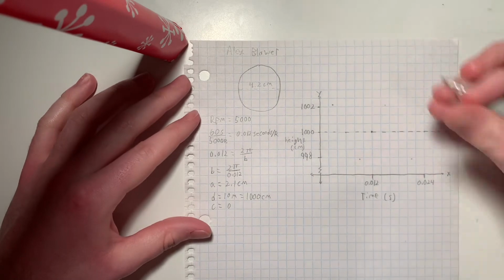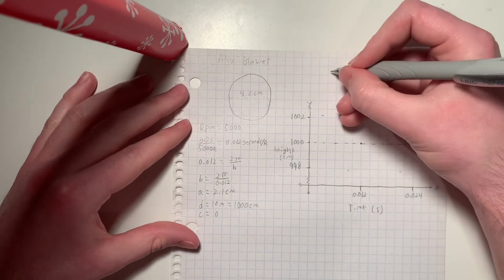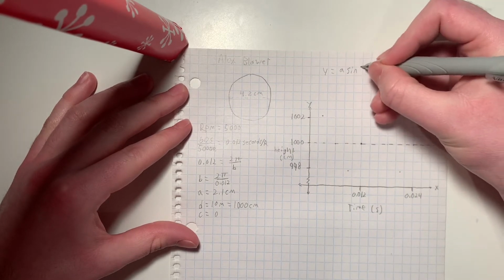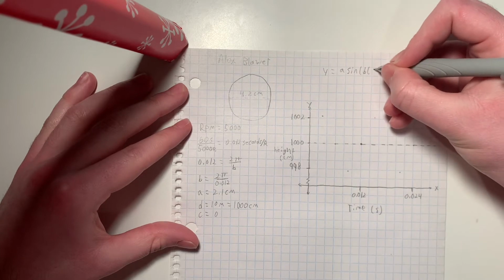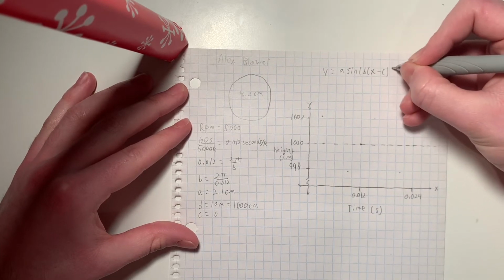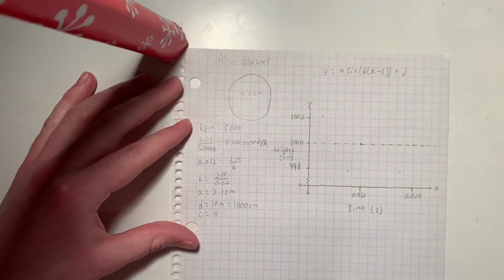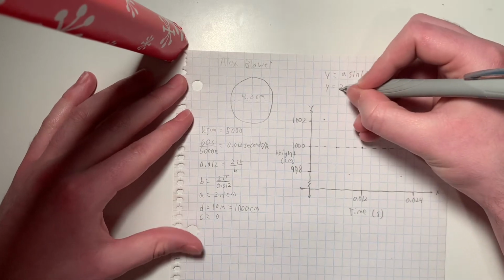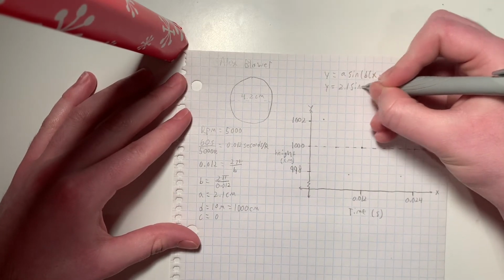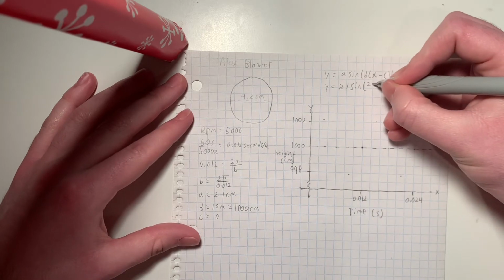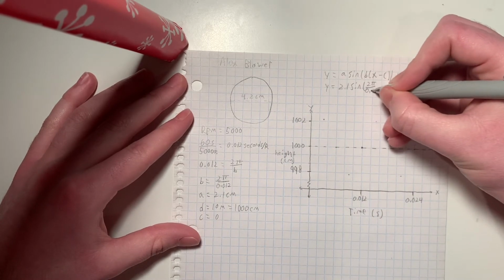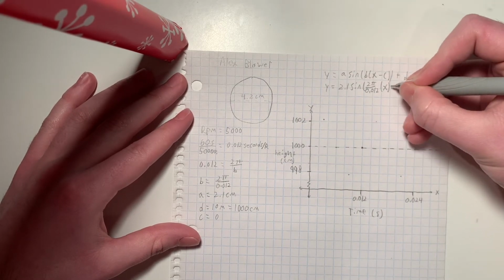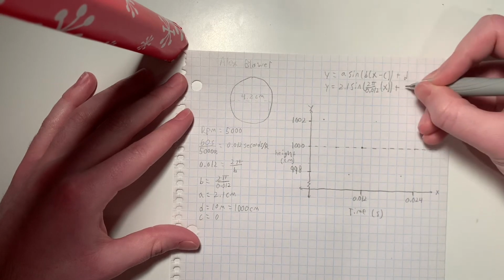Now that we have that down, we can write our equations. So y equals a sine of b times x minus c, plus d. So when we put in our values, we get y equals 2.1 sine of 2 pi over 0.012 times x, plus 1,000.